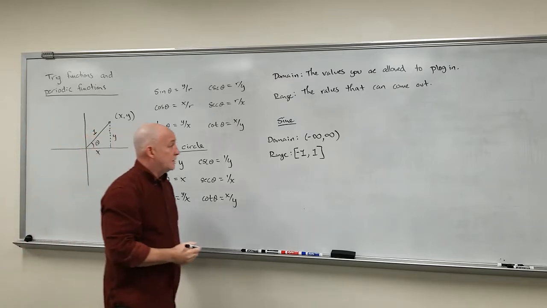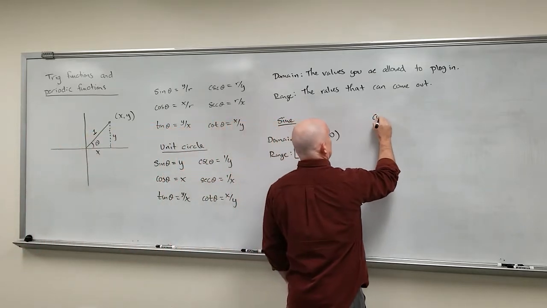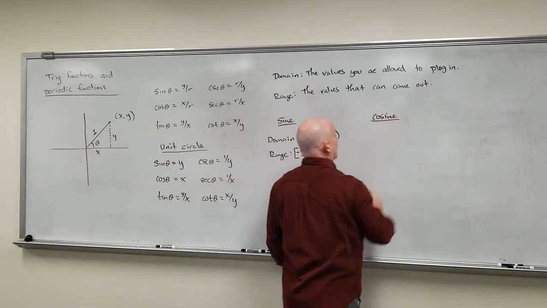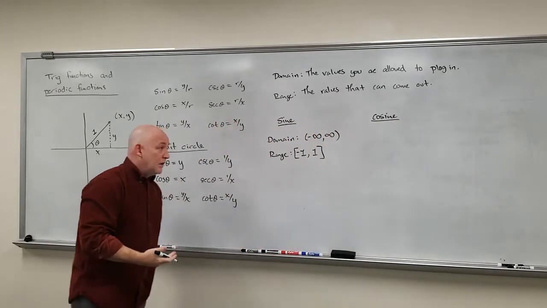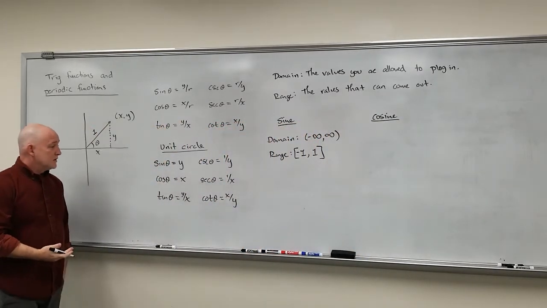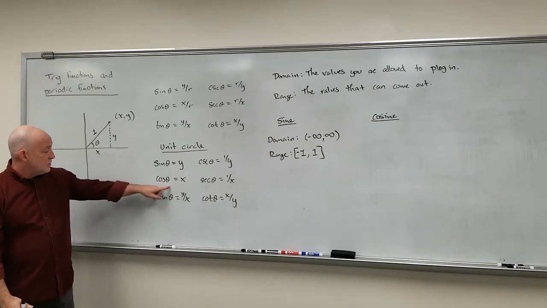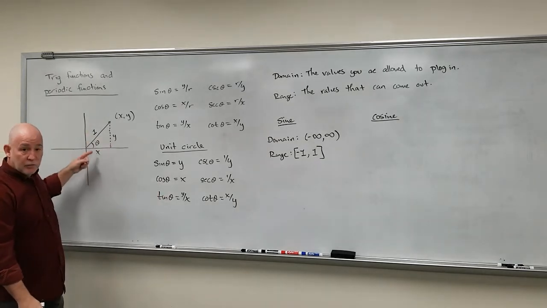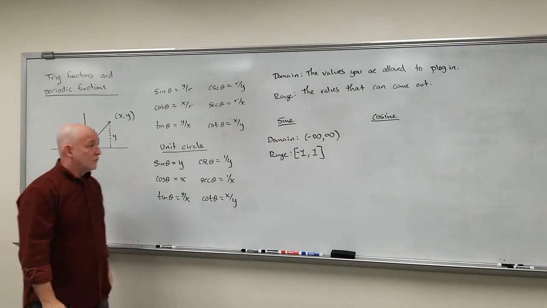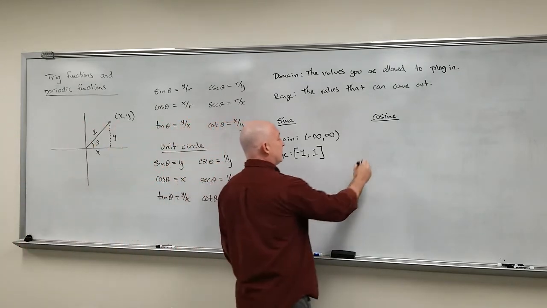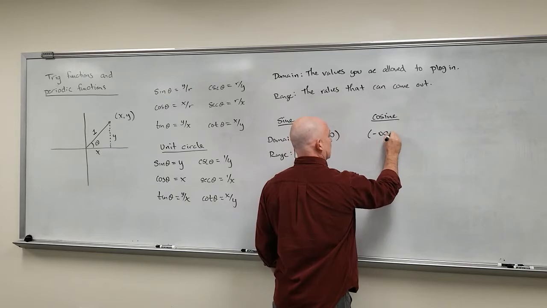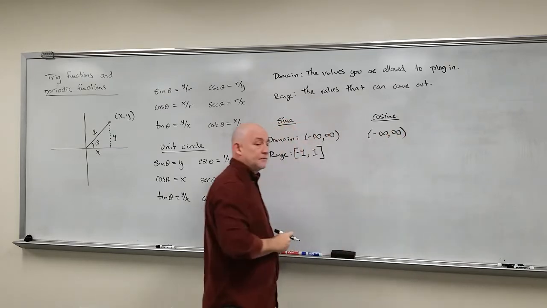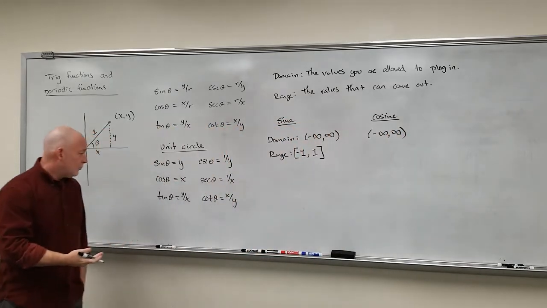What about the cosine? All right, if we're taking a look at the cosine, the domain's going to be kind of the same idea, right? Because we're just plugging in an angle, and since we're going around in a circle, we can go around as much as we want in either direction, so positive or negative. So my domain for cosine is going to be the same, negative infinity to positive infinity. But what about the range?